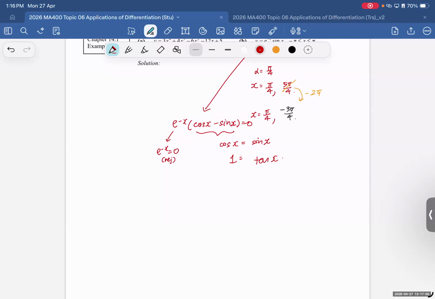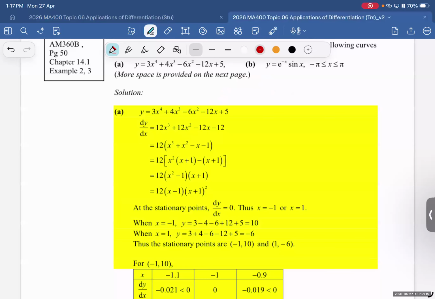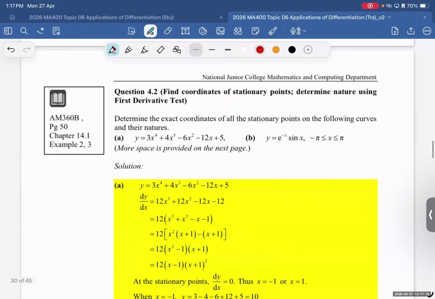Okay, so what you must show? You must show the number, you must show the sign. There is a good sign. Very good. So after that, you write down and then look at question 4.2. What was that question? The question was 4.2, right?